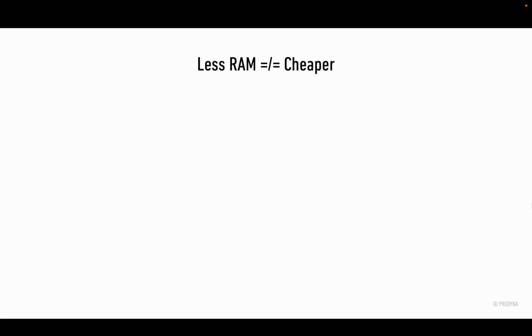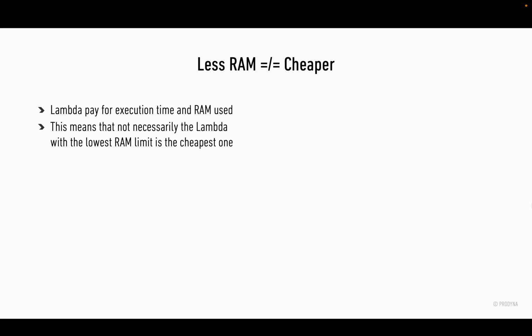Okay, and then the last part is you pay your Lambda function for the execution time and for the RAM you used. So that means that it's not necessarily the Lambda with the lowest RAM limit that is the cheapest, because when you halve your RAM but your Lambda takes 10 times more time to execute, then you pay more.